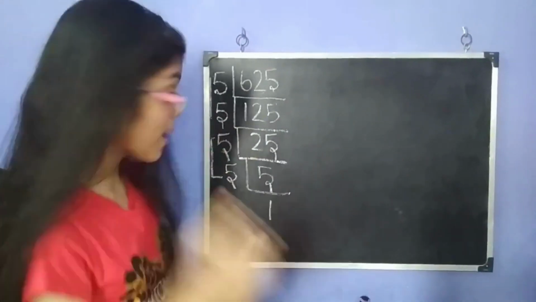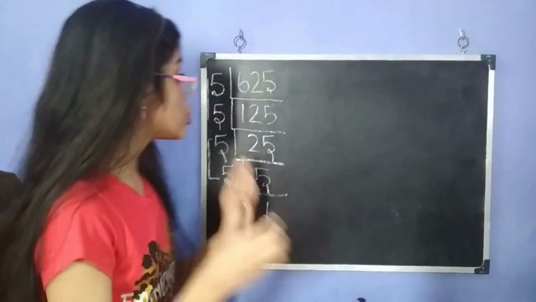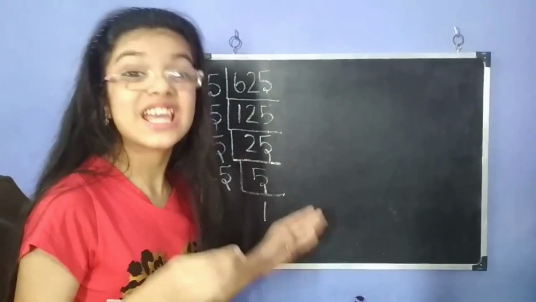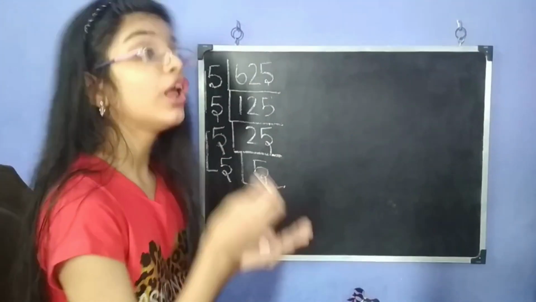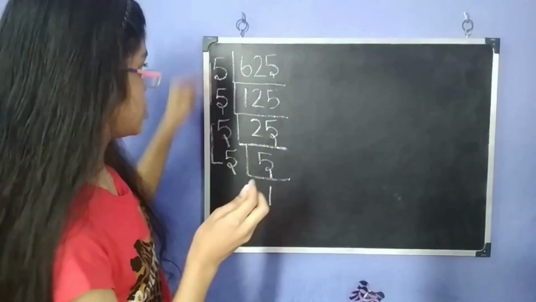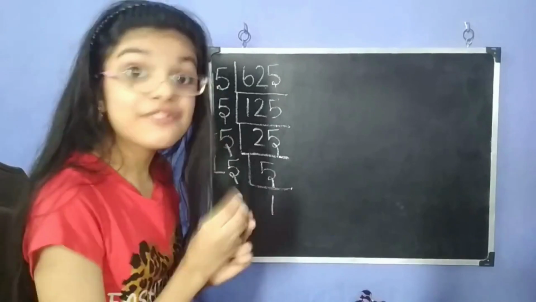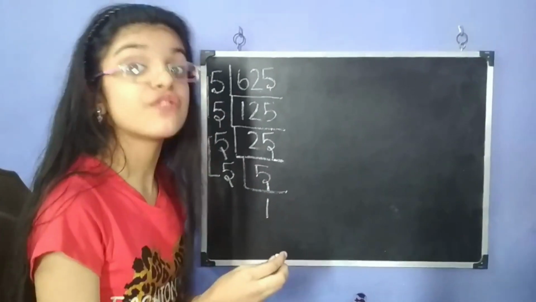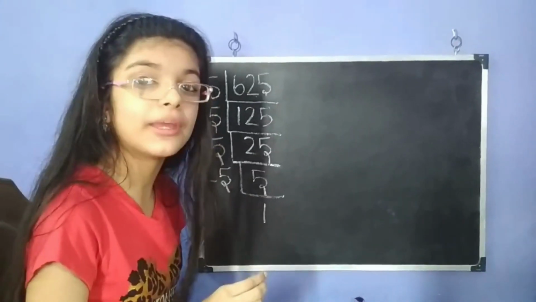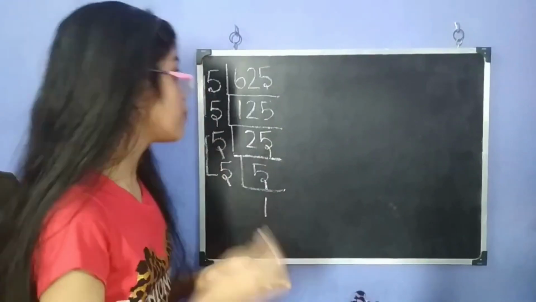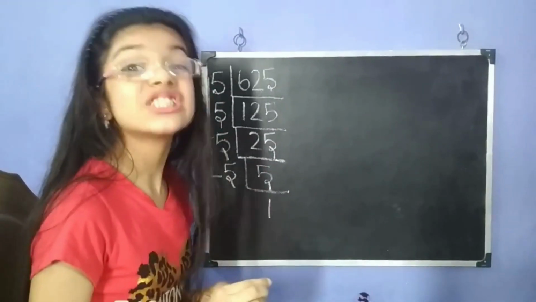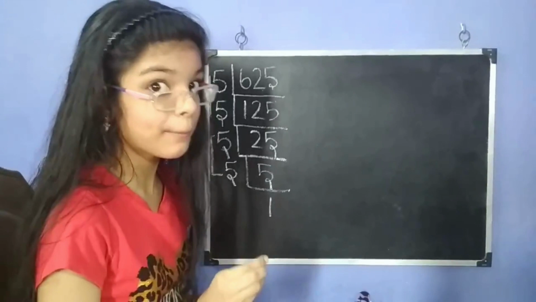Now, this has a purpose. When you're doing the prime factorization method, all the numbers you get here have to be in pairs. If you don't get them in pairs, you've either done something wrong in the middle, or that number you've prime factorized is not a square number.